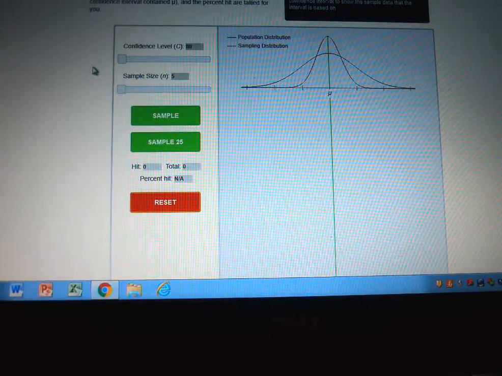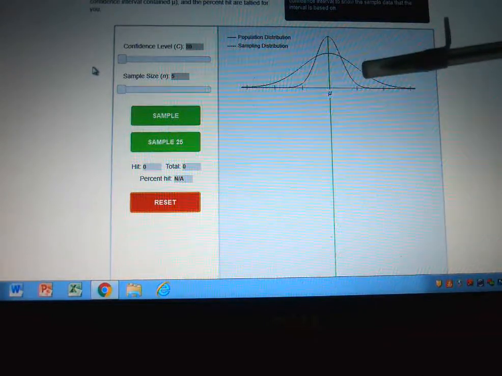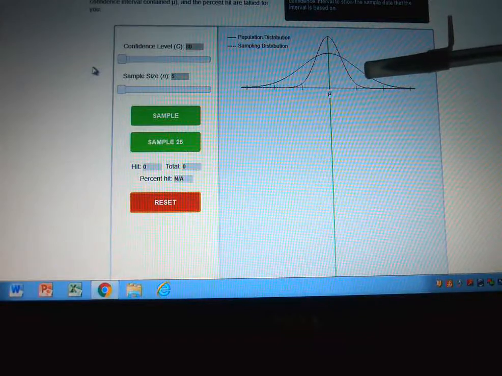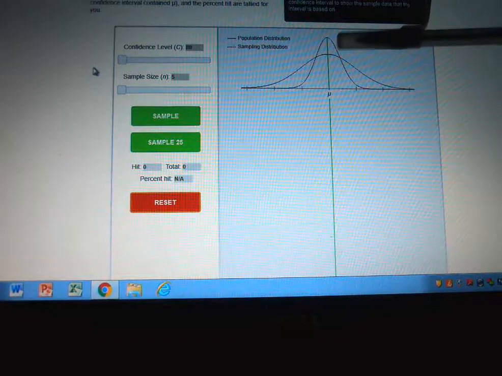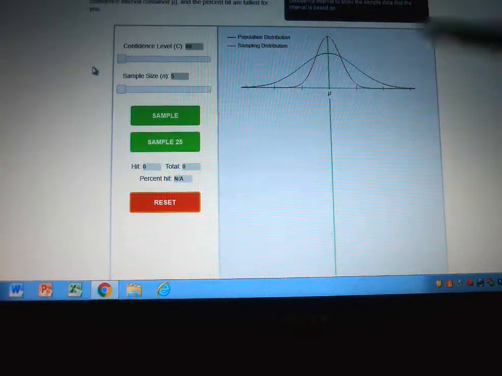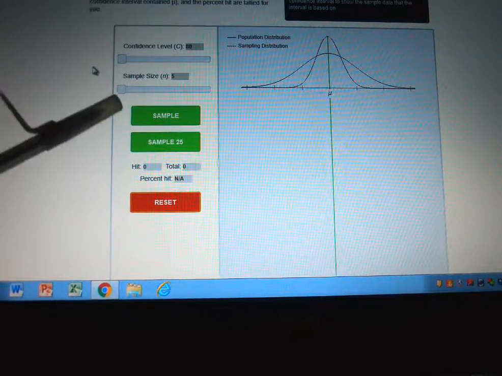I'm going to show you an applet for confidence intervals. We notice we have two curves here. We have the original normal population distribution, which is the wider one. And then we have the more narrow one, which is the sampling distribution of sample means. In this case, our sample size was 5.